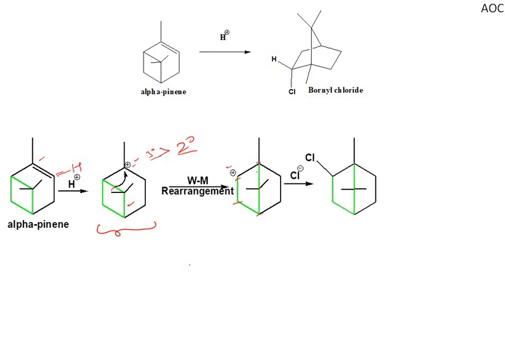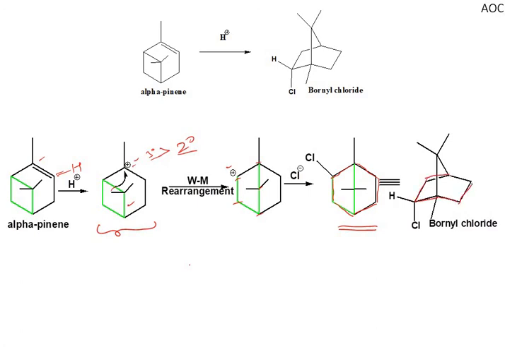In the presence of a nucleophile, Cl negative, the chlorine will attach here and we will have a product something like this. This will rearrange to give us the bornyl chloride. This particular hexagon ring is this particular hexagon ring, and this part is this part. So that is how it has been formed, and that is how alpha-pinene has converted itself to bornyl chloride. The Wagner-Meerwein rearrangement has taken place.